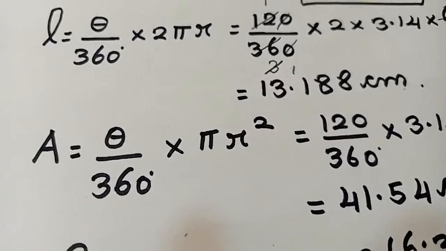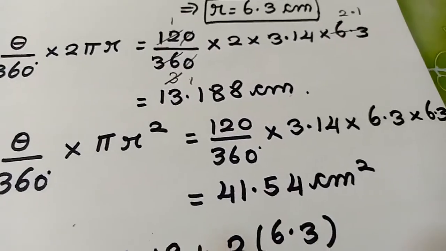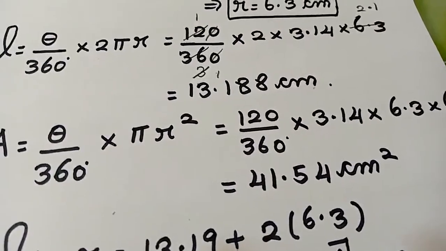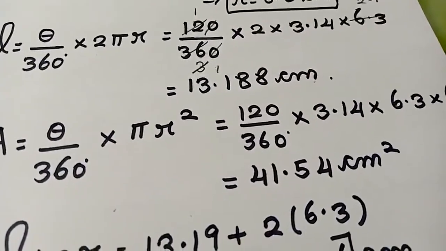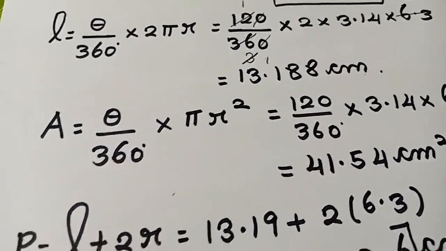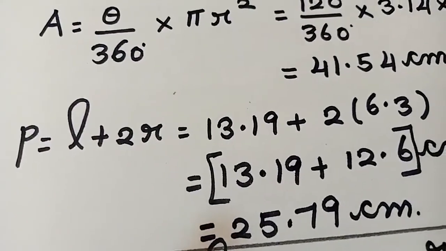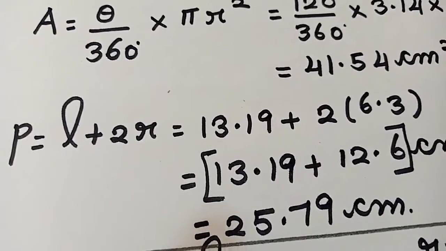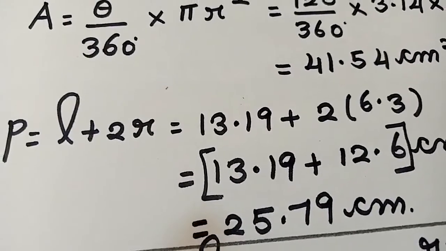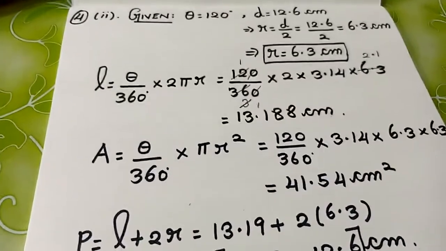Coming to area, area is nothing but theta by 360 degree into pi r square. Calculate the value. In place of theta, I am going to write the value as 120 degree, and in place of r, I am going to write the value as 6.3 and pi 3.14. I will get the answer as 41.54 centimeter. Coming to P, the value for P is L plus 2R. The value for L, what I found is 13.19 and plus 2 into 6.3. Finally, you will get the value as 25.79 centimeter. And this is the method of doing the sum.